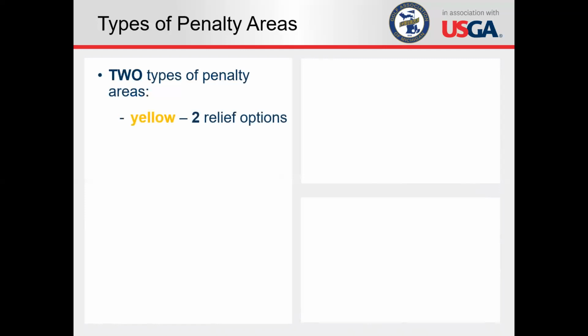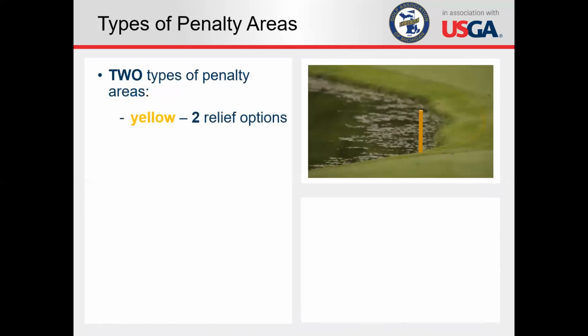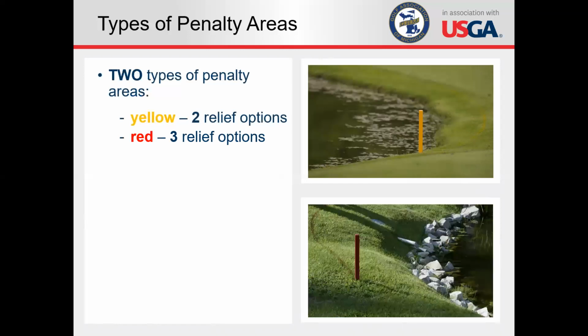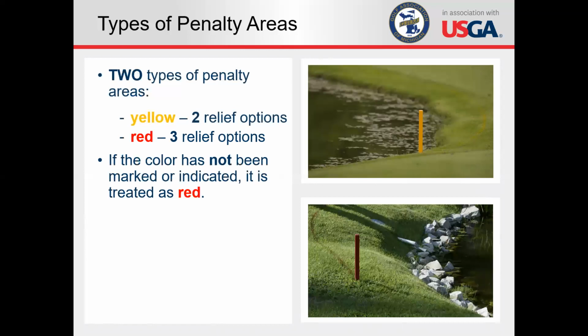Okay, so with the yellow, we're going to have our same two relief options. We're also going to be able to play it as it lies. Red, we're going to have three relief options, which is changing. Previously we had four, and we're going to take away one of those relief options, which we'll go over here in a sec. And if the color has not been marked or indicated, then it's going to be treated as a red penalty area.